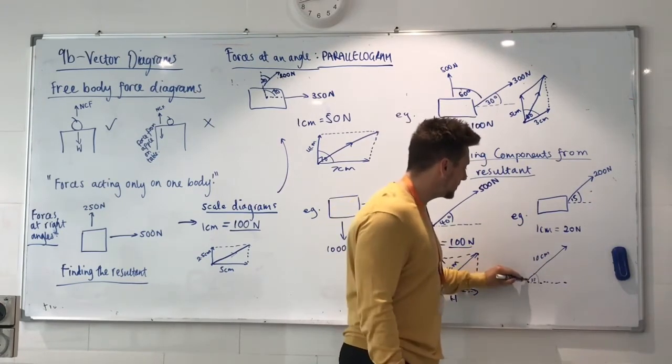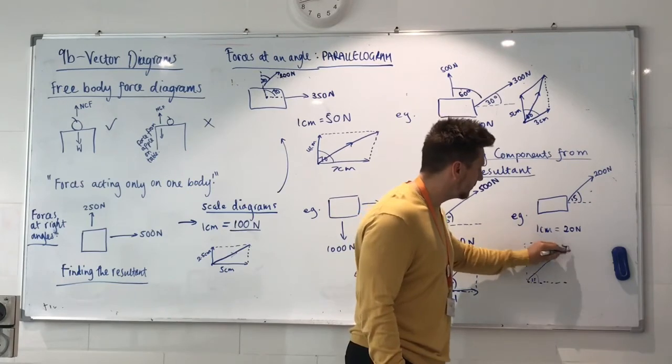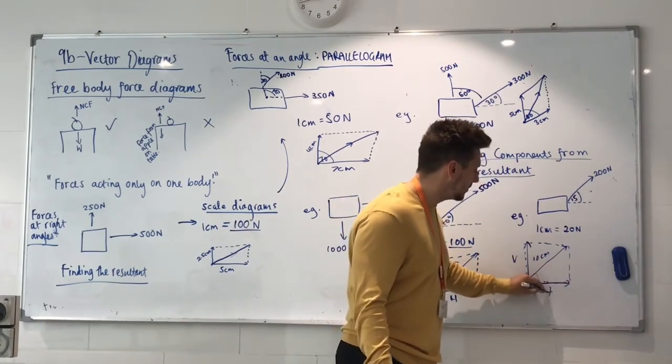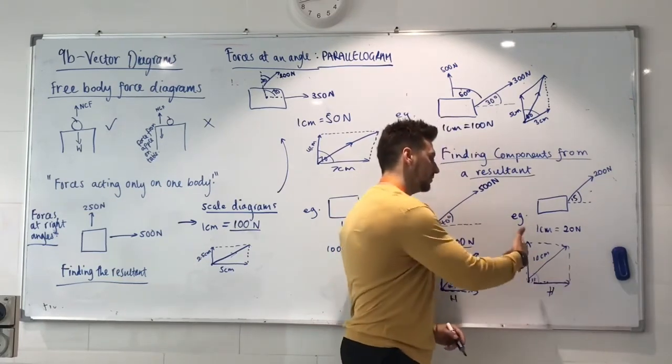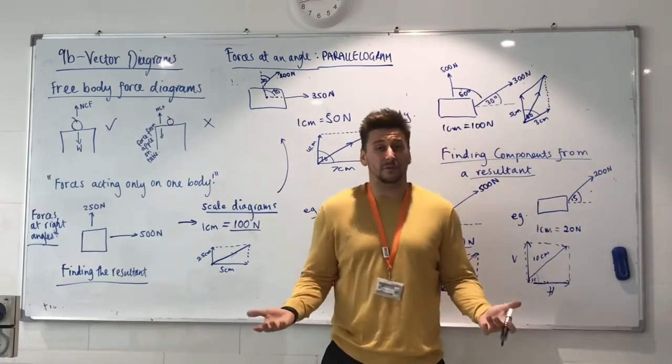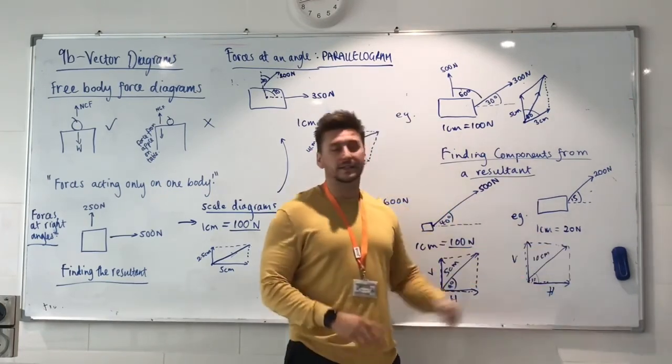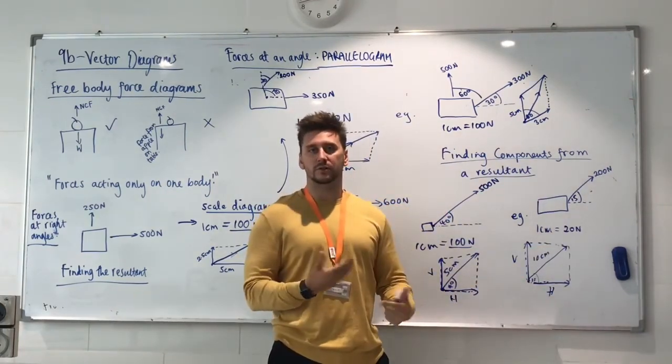And again, all I do is draw a rectangle around the resultant, and the two components are vertical and horizontal. Measure the horizontal, measure the vertical, unless they just ask for one, in which case you just measure the one they want, and times it by 20 to turn it back into a force. Okay, and that's it.